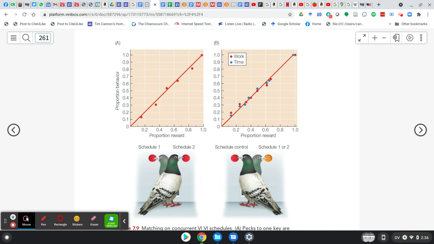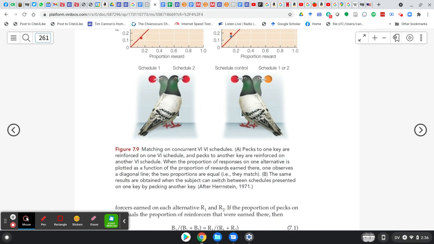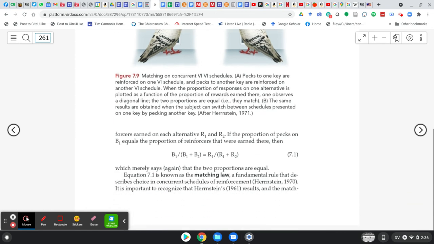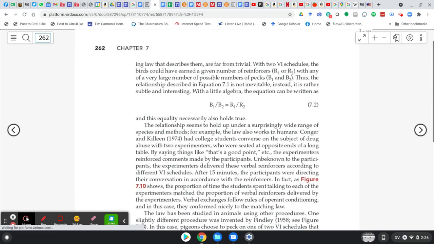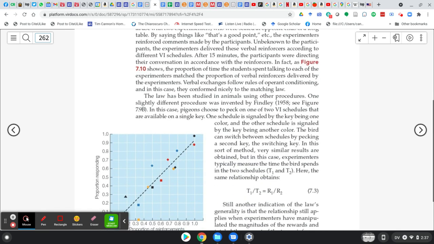On the left, you have two keys, different schedules, and you can do either one. On the right, you have one that you respond on, and the other one where you say, "Oh, I've had enough of that one. Let me have the other one." And this is Herrnstein, 71, the year I went to grad school. So there's the matching law, and Herrnstein was big on this. And then it's simplified over here. Behavior one, behavior two, reinforcement one, reinforcement two. Makes good sense.